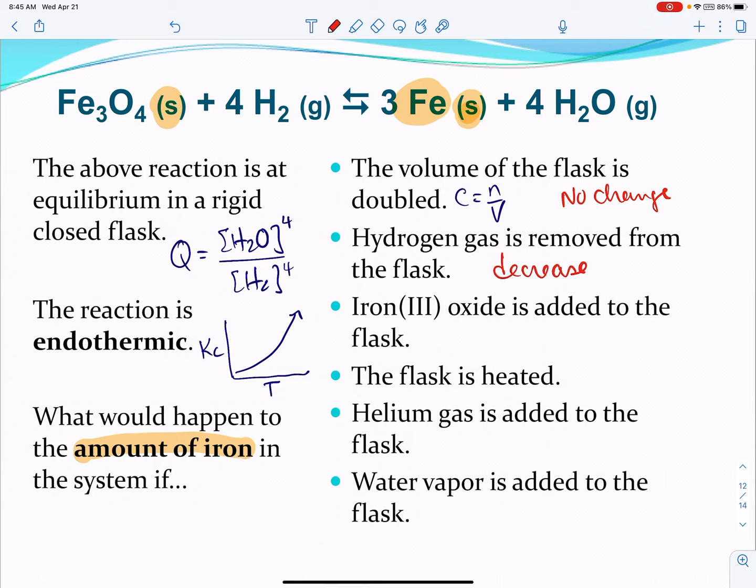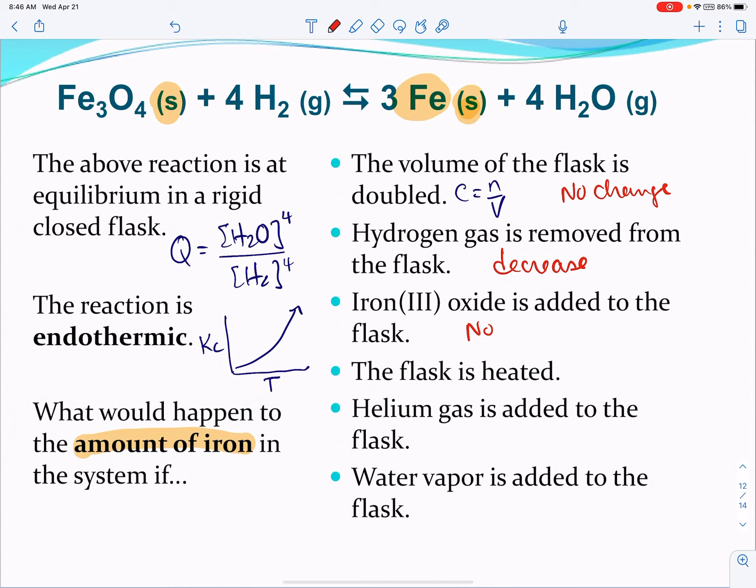If you add iron oxide to this flask, well, the iron oxide is a solid. Adding more of the solid doesn't affect Q because it's not in the expression for Q. It doesn't affect Kc because only temperature affects Kc. So Q and Kc are unchanged and they're still equal. There's no shift. If there's no shift, there's no change to the amount of iron.